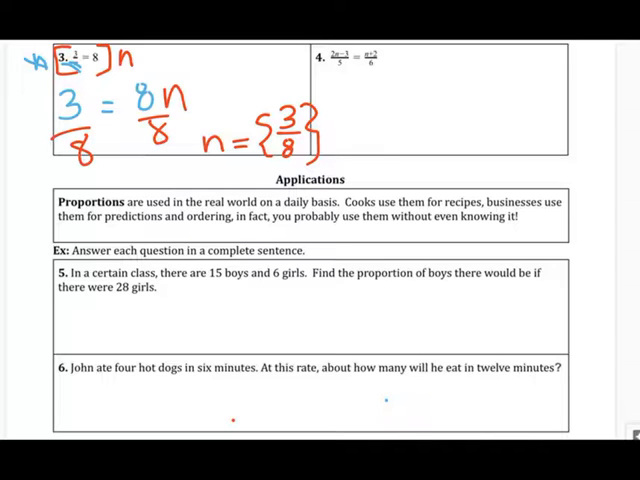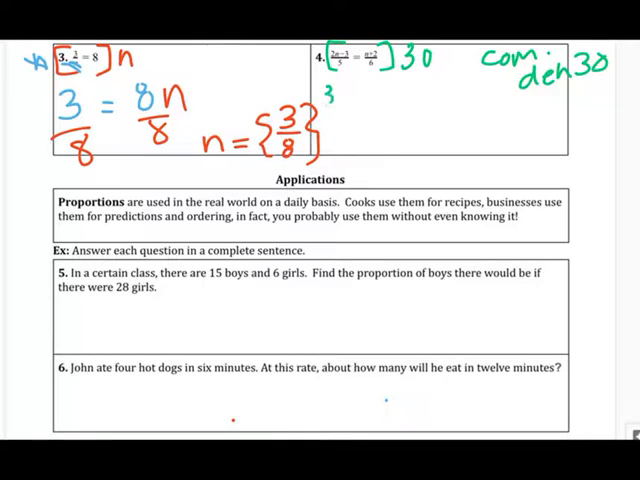Number 4 looks a little bit more intimidating because there's different stuff happening in the numerator. But think about what's happening. I have a proportion. What do I do when I'm solving proportions? I multiply by the common denominator. In this case, the common denominator is 30. 5 and 6 both go into 30. So I'm going to multiply both sides by 30.